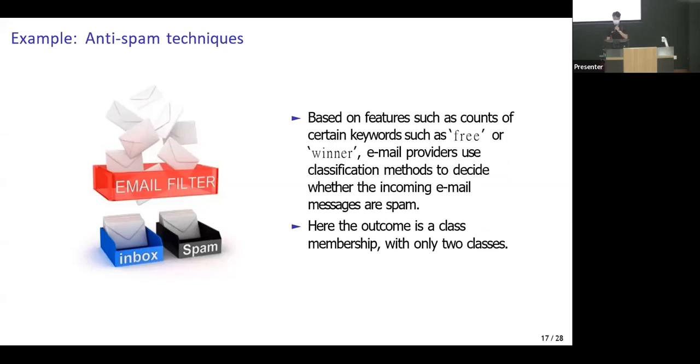So we are trying to predict whether any given email is a spam or not. So what should we make use of in order to do that? Certain features such as counts of certain keywords like free or winner. If your email contains a lot of instances of the word free, then it may be a suspected spam case. And if you have a lot of phrases like you are a winner, you are a winner. In life, we don't get that a lot, but in spams, we do get that a lot. So that will be another feature that may be predictive of the spam status of the email. Again, here the outcome is a class membership with only two classes, spam or non-spam.